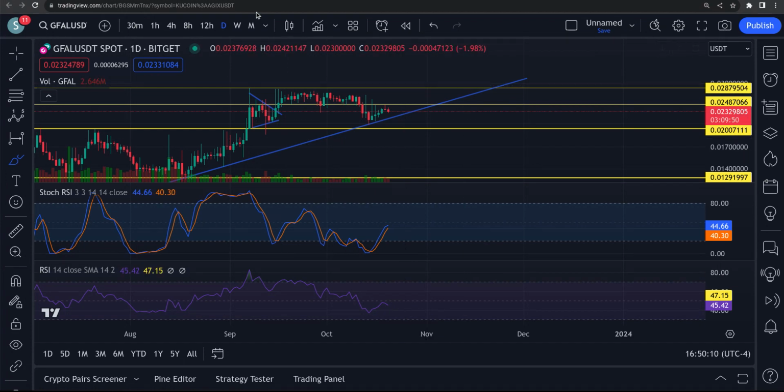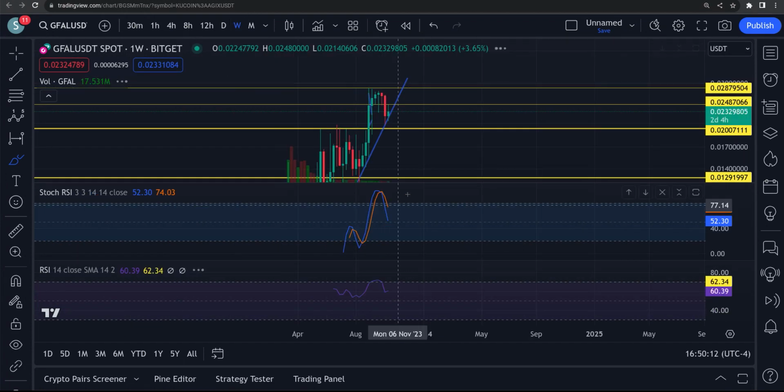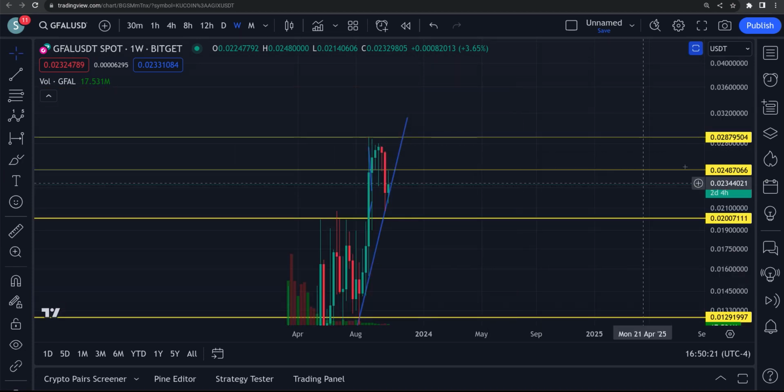All right, now if we go out on the weekly, the RSI is pulling down. Let me get that off there. You can see the RSI is pulling down. It is bearish right now on the weekly.